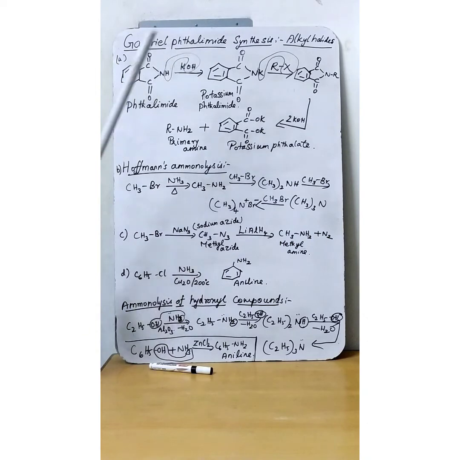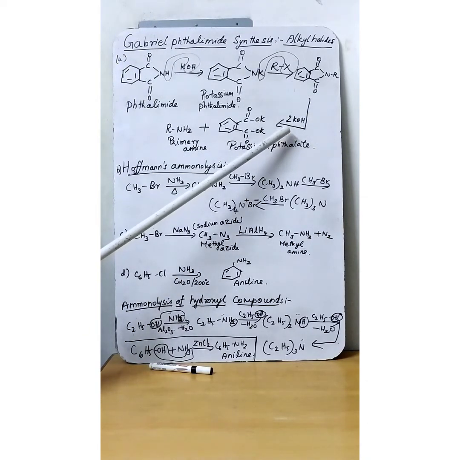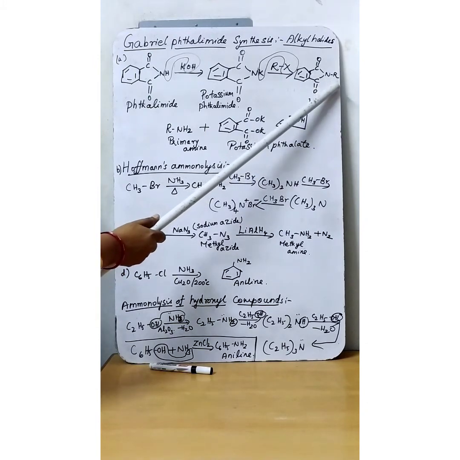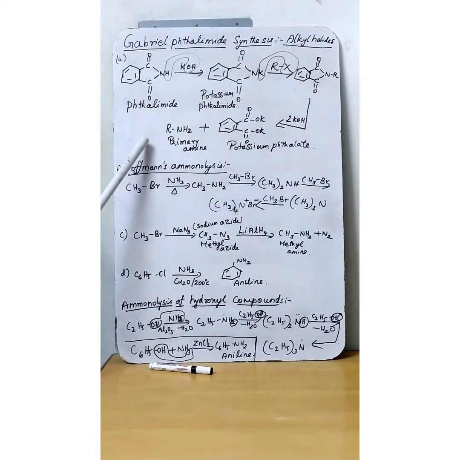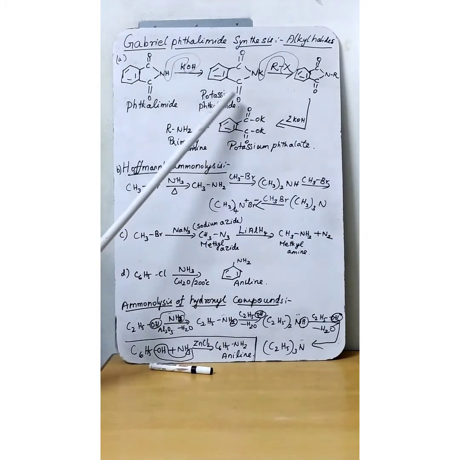Alkyl phthalimide. This alkyl phthalimide again reacts with 2 molecules of potassium hydroxide, so 2 hydrogen, 2 OK will be there. This 2 hydrogen will go and attach to this R bond N and it will be removed as a primary amine, R bond NH2. The balance, this 2 carbon, 2 OK will go and attach to this and it will give potassium phthalate as the product.